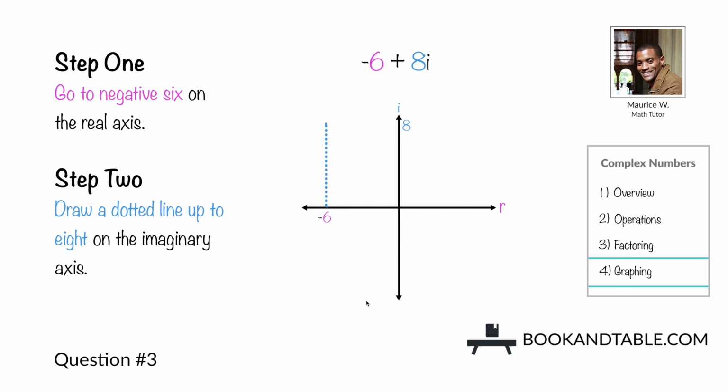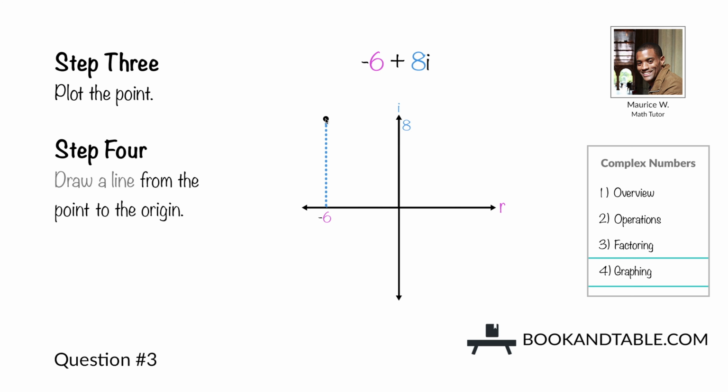Question number 3. You were asked to find the argument of -6 plus 8i. Step 1, go to -6 on the real axis. Step 2, draw a dotted line up to 8 on the imaginary axis. Step 3, plot the point. Step 4, draw a line from the point to the origin, letting us know that this angle closest to the origin is alpha. And our right triangle has an adjacent side equal to 6 and an opposite side equal to 8.